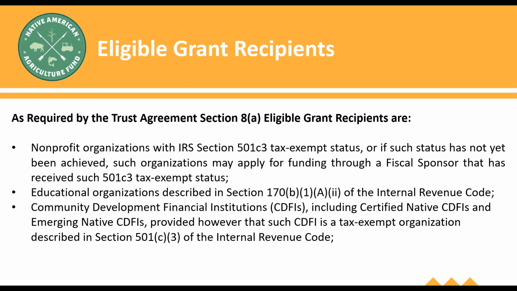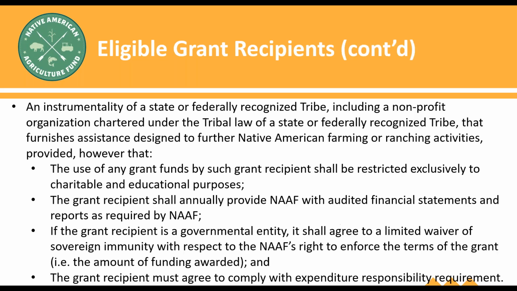The third area of eligible entities is community development financial institutions. These can include certified native CDFIs and emerging native CDFIs, provided, however, that such CDFI is a tax-exempt organization described in Section 501c3. Again, you should know that when we lift sections out of the trust agreement, we are lifting them verbatim. So it's really important that every eligible entity, or entity that thinks it's eligible, take a really strong look at these four types, so that they can choose their avenue carefully and make sure that they comply.